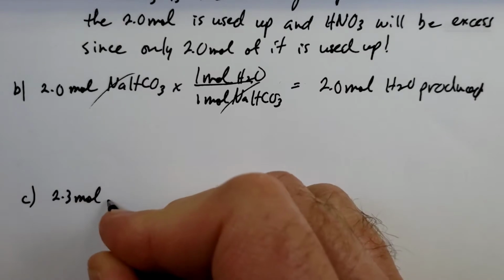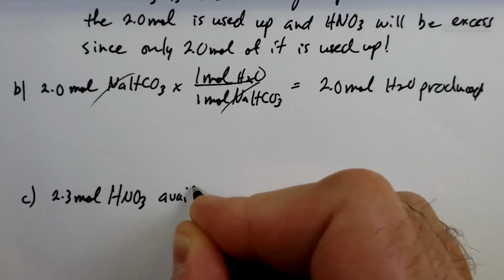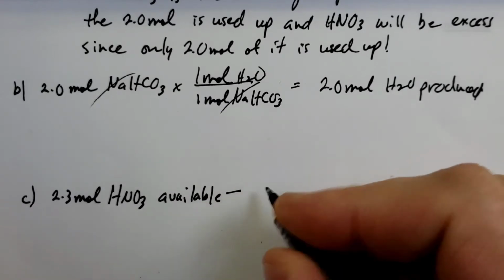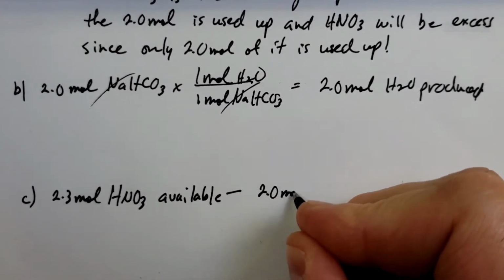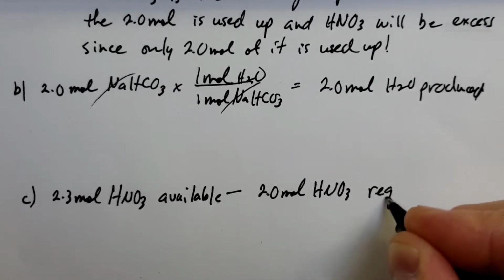2.3 moles of HNO3 was originally available, but we only needed 2.0 moles of it. So that's how much was required.